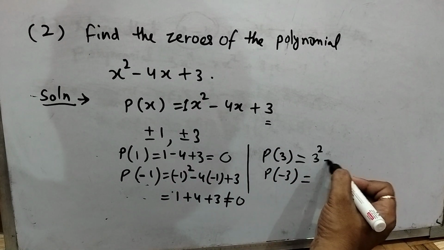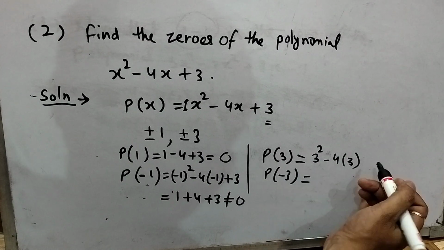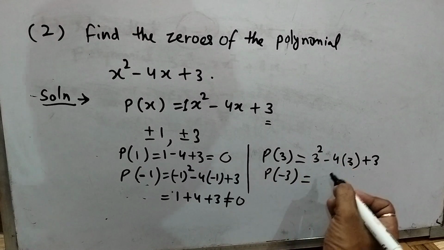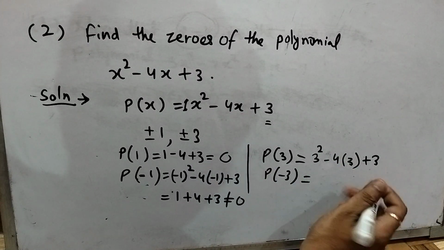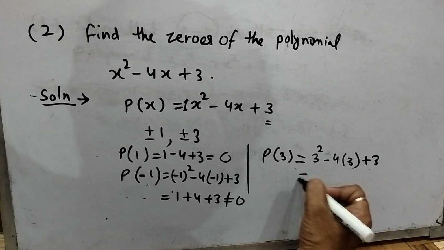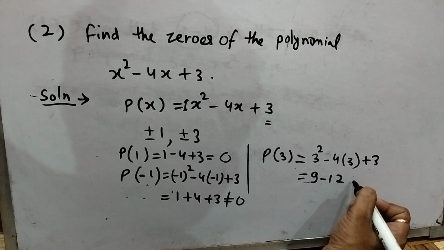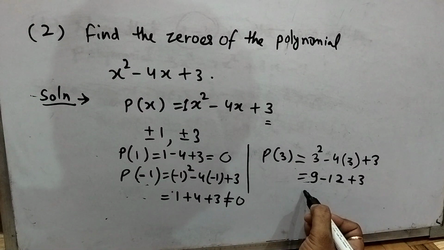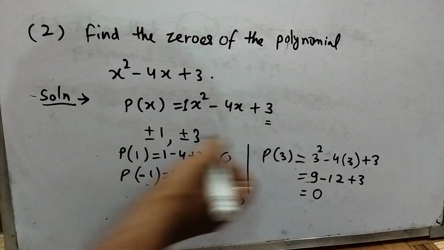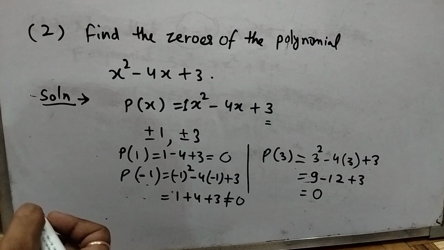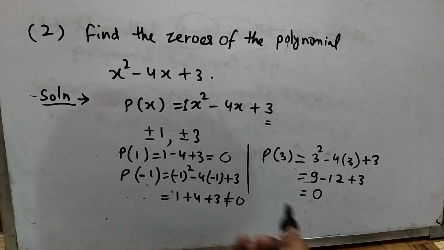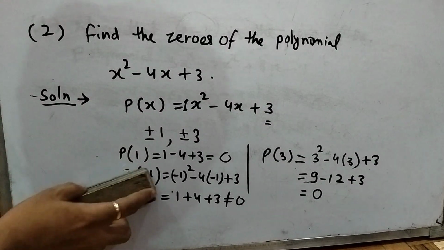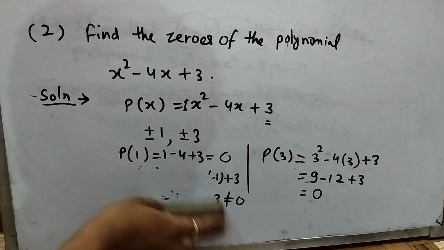3 squared minus 4 into 3 plus 3. What do we get? 3 squared is 9. 9 minus 12 plus 3. So here we are getting answer 0. 9 minus 12 is minus 3, and plus 3, the answer is 0. So we have two cases. So let's erase this. In these two cases we are getting what?